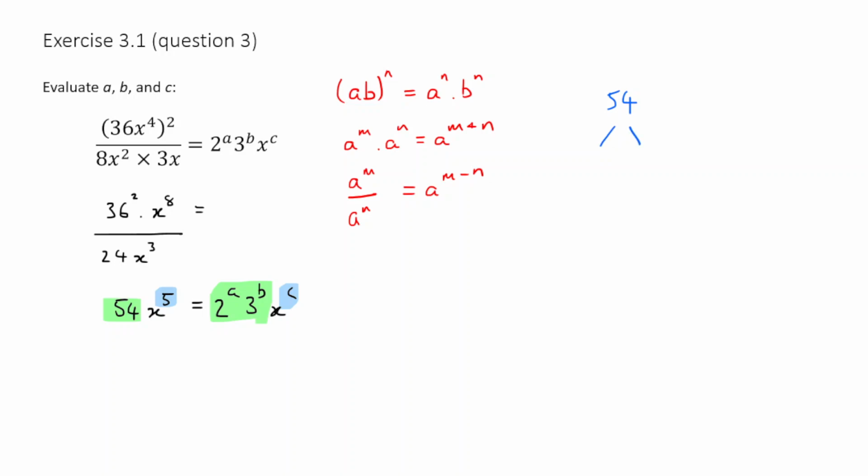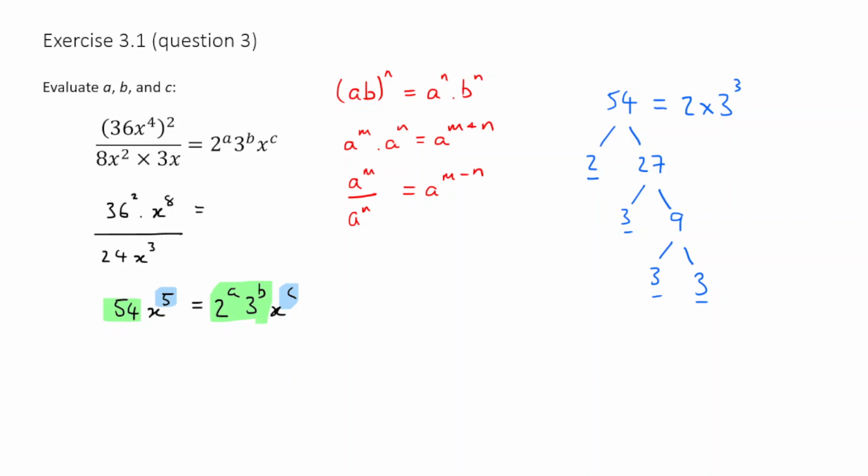54 can be made up of 2 and 27. Okay, 2's prime, so we can't factorize that anymore. 27 can be factorized as 3 and 9. Well, 3 is prime, so we can't expand that anymore. And 9 can be factorized as 3 and 3. So here what we've got are the prime factors: 2 times 3 times 3 times 3. So 54 can be written as 2 times 3 cubed. And that's writing 54 in terms of its prime factors.